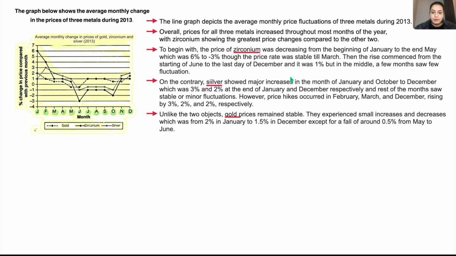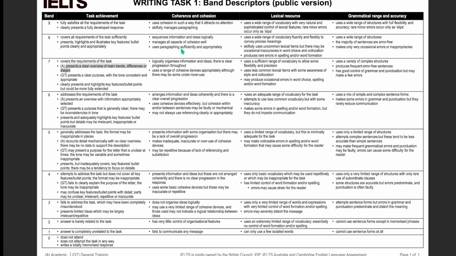Now, let me see if this person has connected all these body paragraphs with the overview. It's very, very important, right? If your overview is not connected with your body paragraphs, it means you are lacking in task achievement and coherence. Okay, so this is very, very important. Now, let's see what it means.